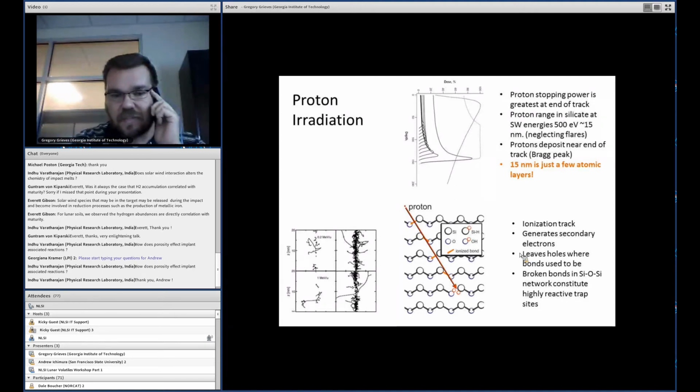But as the proton penetrates through the silicate lattice, it ionizes, it generates secondary electrons, and it leaves holes where chemical bonds used to be. These broken bonds in the silicate network constitute highly reactive trap sites. They're often either charged or have free radical character, but the proton creates places where the hydrogens can later trap.